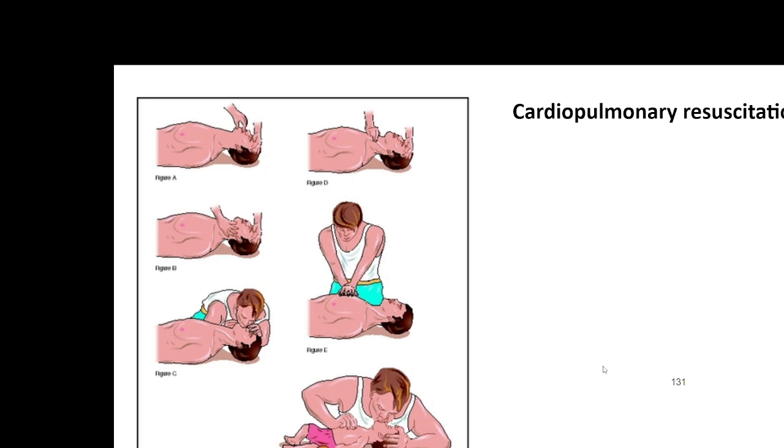But CPR is one of the issues, and now because CPR has become a part of general public education, and it is considered that CPR techniques should be known to every person in society, the number of such acute death incidences might have slightly reduced, or many of such complications might have been managed much better.